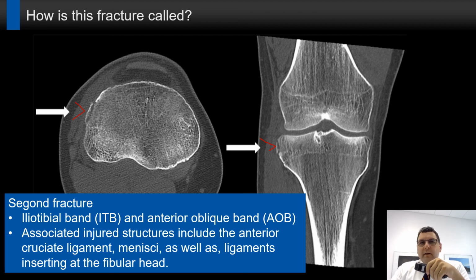And it's basically a friction injury from the iliotibial band and the anterior oblique band, which is a band running around the knee. So it's basically an avulsion injury, indicating a major trauma, and you always have to look for ACL injuries in this patient, which are frequently associated with this little type of fracture. So this little type of fracture indicates a major trauma of the knee.